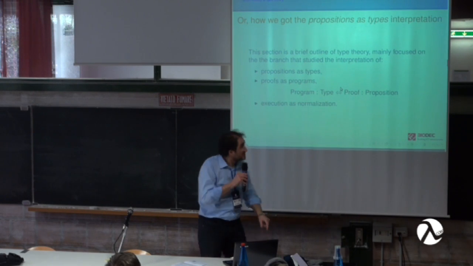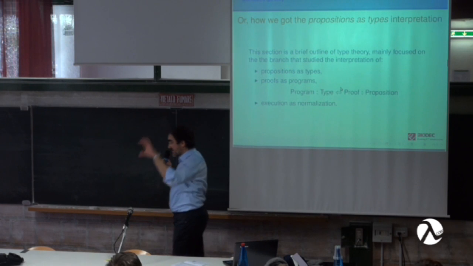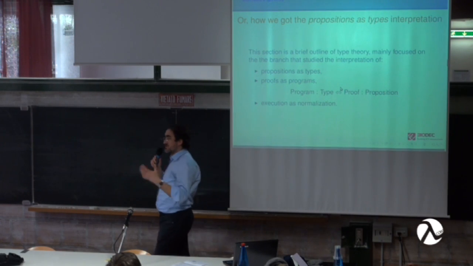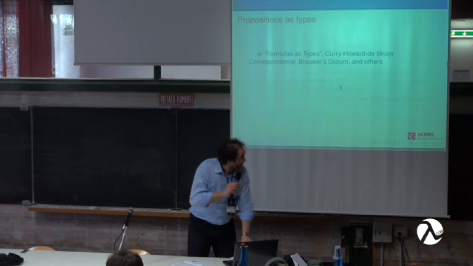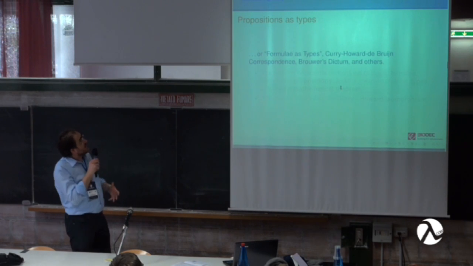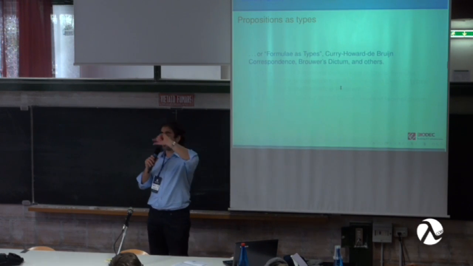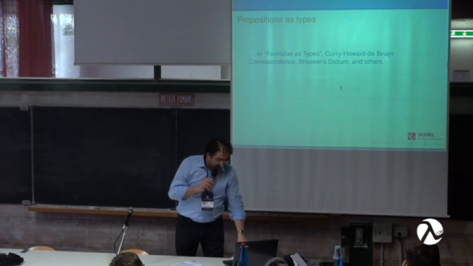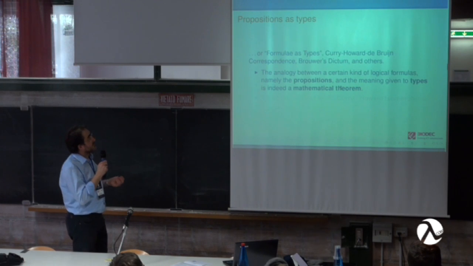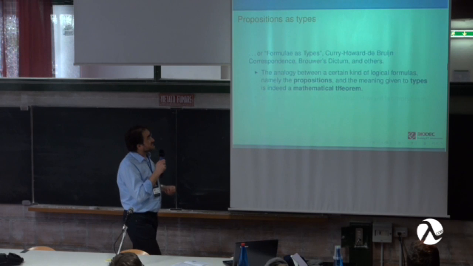The analogy is even deeper, because the execution of the program is what in logic they call the normalization of the proof, okay? So it is really not just an interesting analogy, something that holds, but well, perhaps sometimes it's true, sometimes it's not true. It's a theorem, okay? Propositions as types, or formulas as types, or Curry-Howard, de Bruijn correspondence, etc. It's a notion that was discovered many times during the last century by logicians, mathematicians, and computer scientists alike. It is a mathematical theorem. It says that a certain kind of logical formulas, namely the propositions, and the meaning given to types, are the same thing.